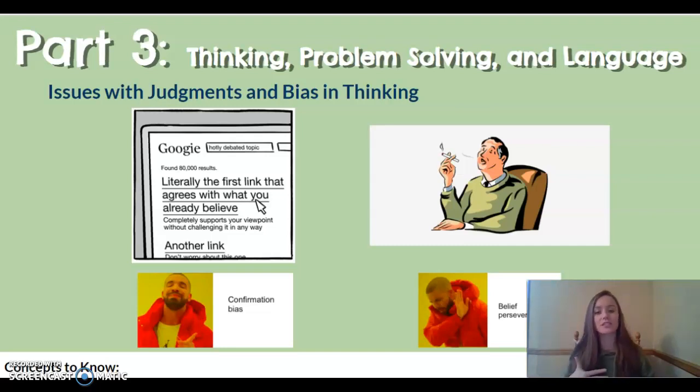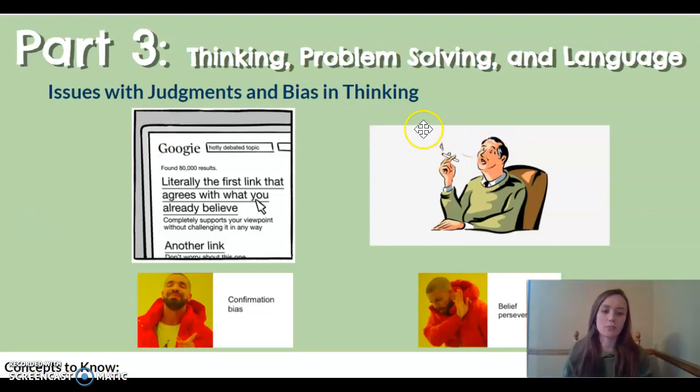Belief perseverance is the tendency to hold on to our beliefs when we're presented with contrary evidence. So if someone brings you all of this evidence that disproves what you believe and you decide to disregard that and set that evidence aside and just go on believing what you believe regardless of the evidence, that would be belief perseverance.